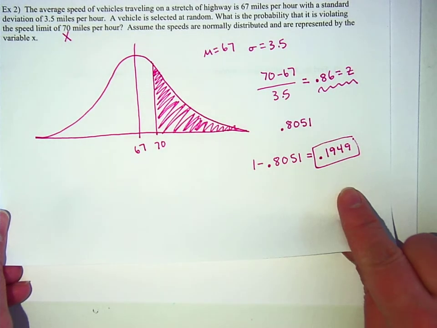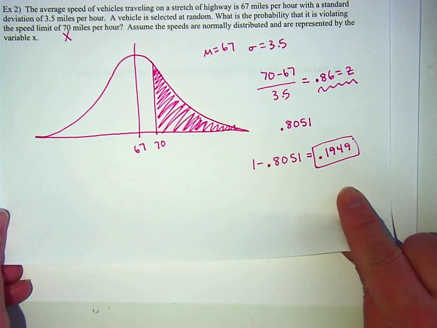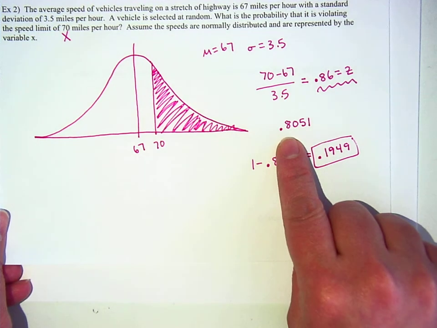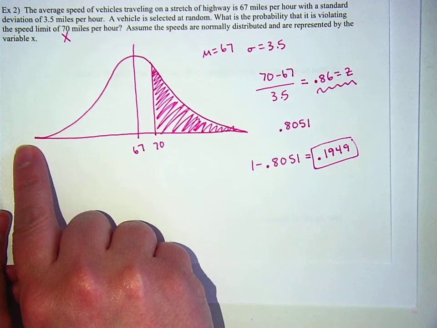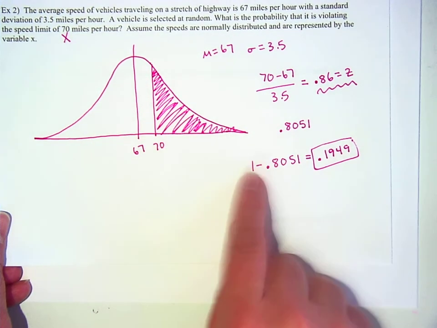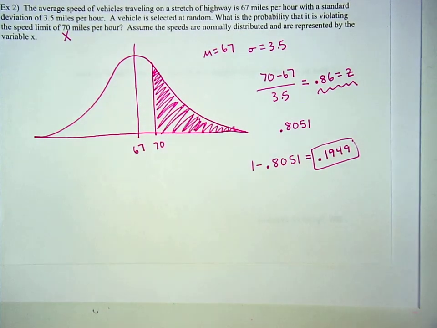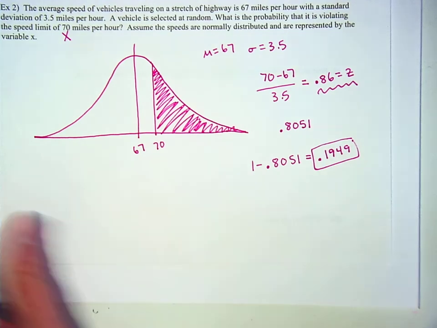I got 0.1949 for that one. Yeah, wait, did you get 0.8051? Yeah. Okay, but that's reading to the left. So to find the area to the right, you'd have to do 1 minus that. All right, you've got the rest of the time to work.